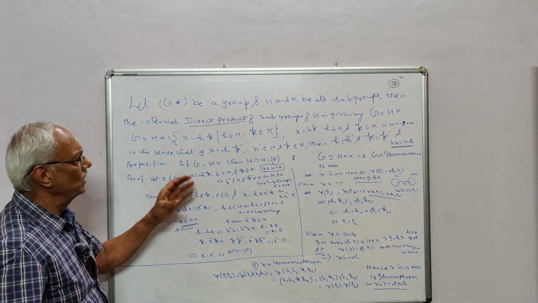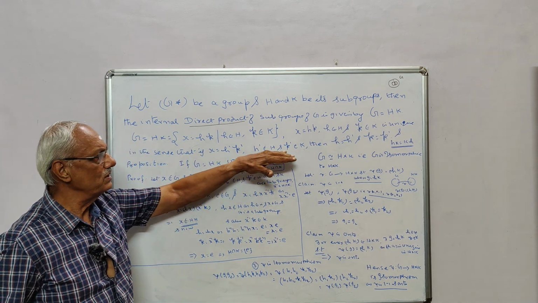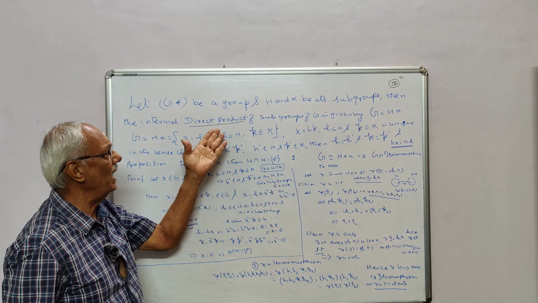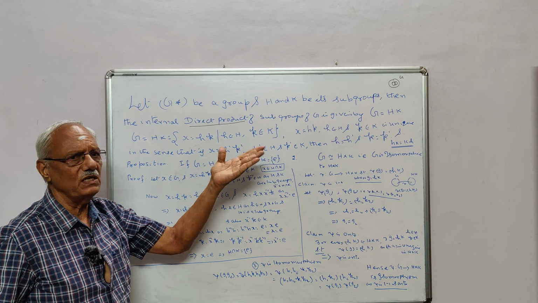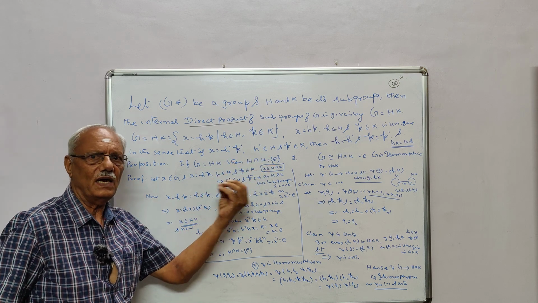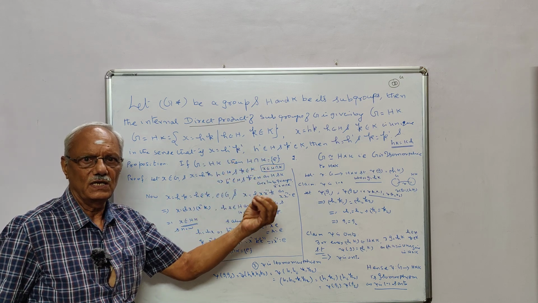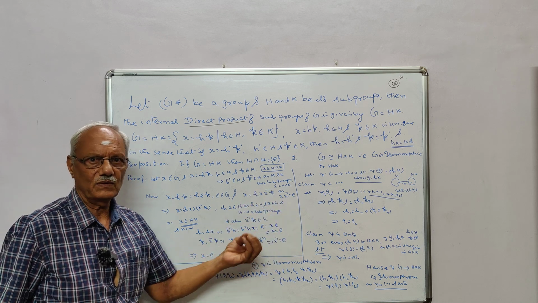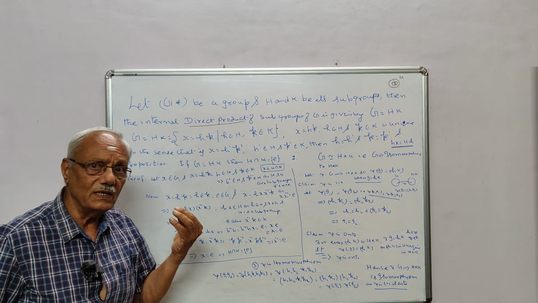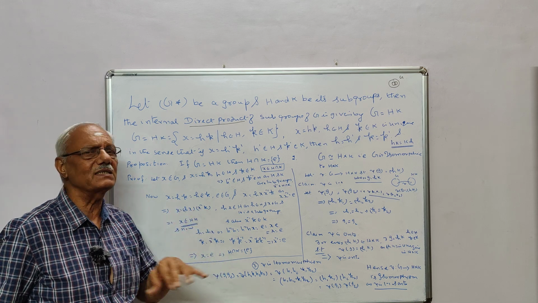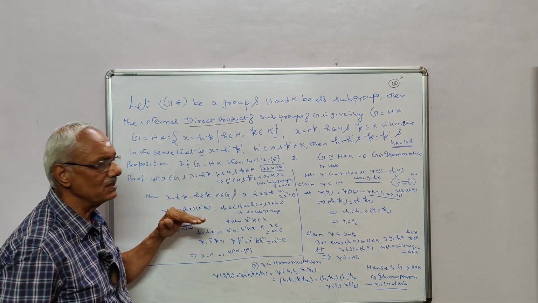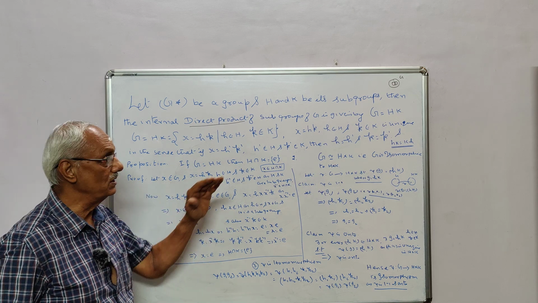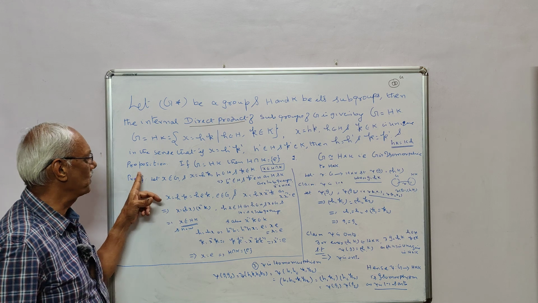Now, having understood the meaning of the internal direct product, if you have subgroups H1, H2, H3, H4 and so on, with each hi belonging to Hi, the representation of any element is unique. We are going to see two theorems in this particular theory. Here are the propositions.